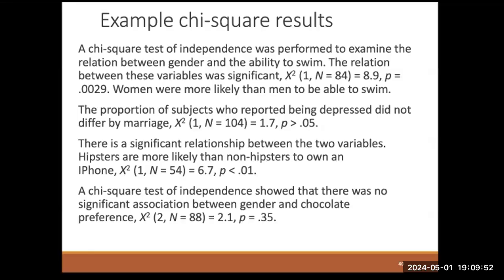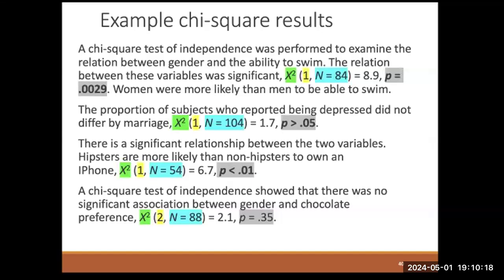So you have chi-square 2, N equals 88, equals 2.1, P equals 0.35. So here they didn't use the greater than 0.05, they just gave you the p-value. So there are 2 ways it can be done. Either they give you the actual value, or they generalize it to whether it's greater than or less than 0.05. So here's the same results in green.